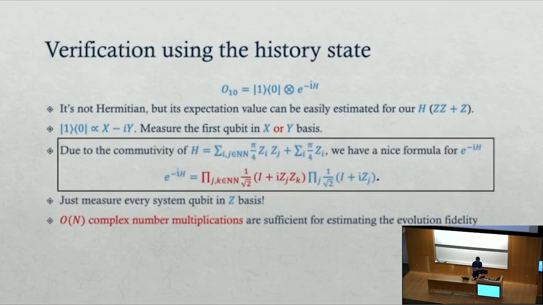And then, due to the commuting nature of our Hamiltonian, we have a very nice formula for the second part of the O10 operator. So e to the minus iH can be simply written as a product of two parts. The first part is simply the product of all of these (I plus iZ_jZ_k) terms, and j, k are these nearest neighbors in the lattice. And the second part is just the product of (I plus iZ_j) terms. So this means that if you want to get the value of this e to the minus iH, it suffices to just measure every system qubit in the Z basis, so you can get all the Z_j values, and plug the values into this formula, you get the value. So this whole process only takes O(n) complex number multiplications, so it's very, very efficient for you to do verification.